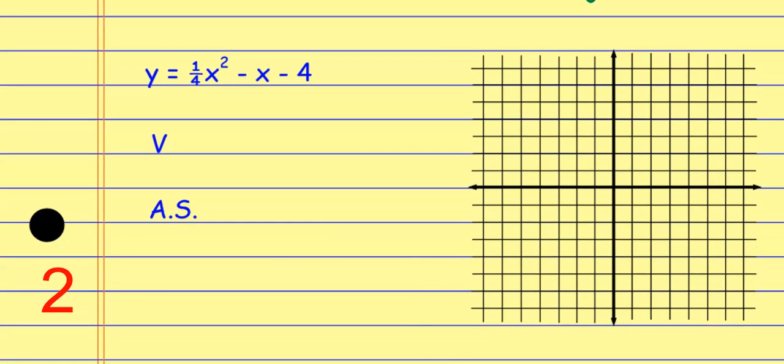If we look at something like this guy, again, I want to find the vertex, opposite of b over 2a. And so again, right here, this is a 1/4, b is a -1, c is that -4, okay? So opposite of b is going to be a +1 this time, over 2 times a, which is a 1/4 this time. And so that's 1 over 2 times 1/4, which is 1 over 1/2. And now from here, 1 divided by 1/2.